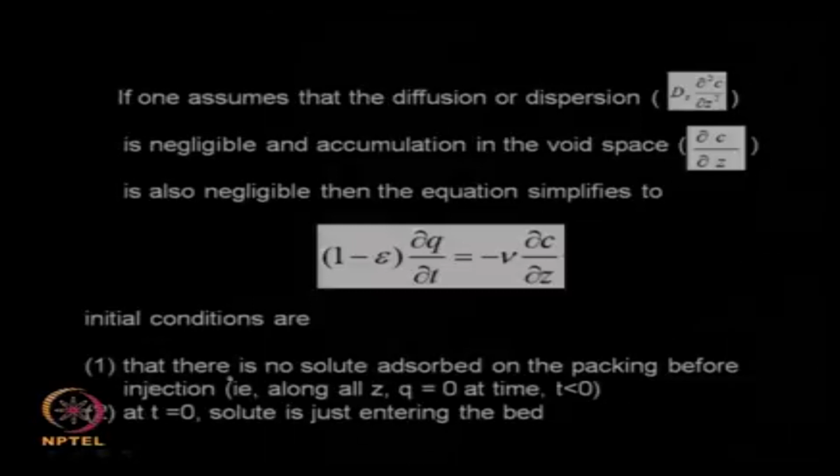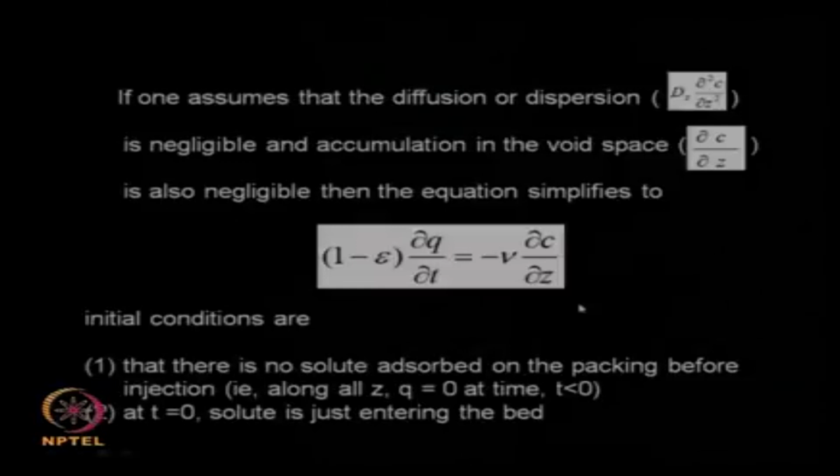Now you need a lot of initial conditions. The initial conditions are that there is no solute adsorbed on the packing when the time is 0 or less than 0, because we have not injected any solute, we inject solute only at time equal to 0. So at any place inside the column when time is less than 0, Q equal to 0, and at t equal to 0, we inject the solute at the entrance of the bed, because only at the entrance we are injecting.